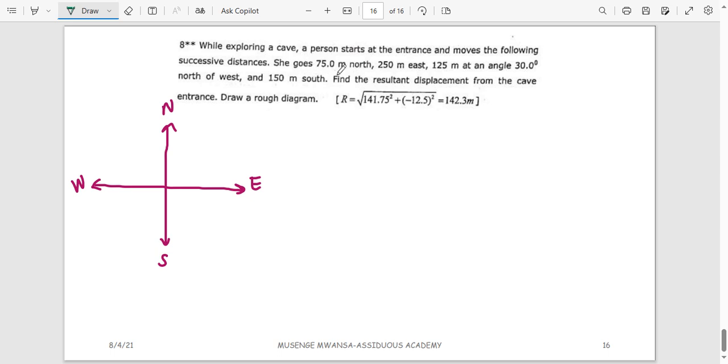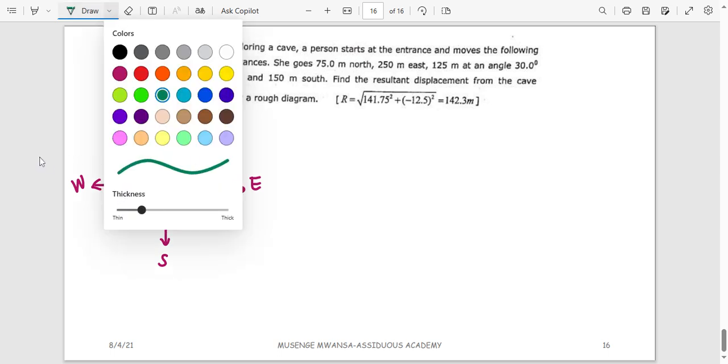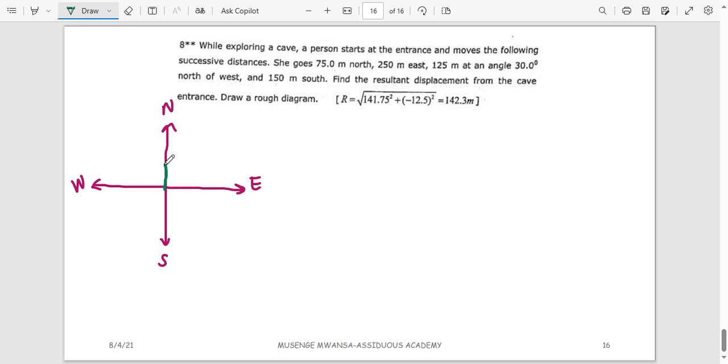Okay, so she goes 75 meters north. That's the first displacement. 75 meters north. So we are going like that, and that is 75. And then 250 meters east. So it takes this direction, and that's 250 meters.